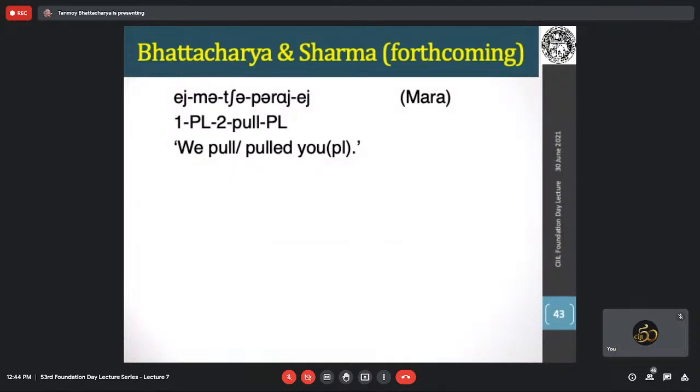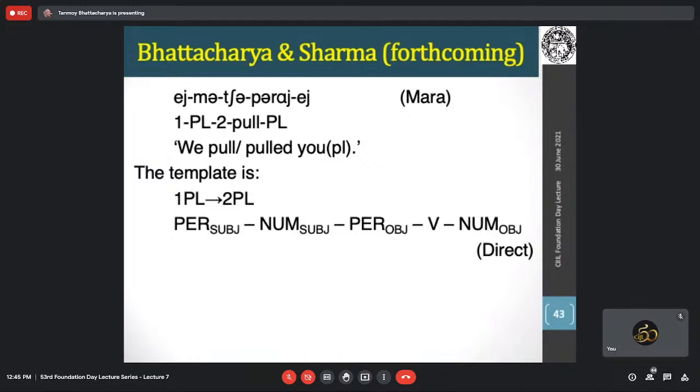And this is an example from Mara. Interestingly, what you notice here is that there is a split, not only of the person, but also of the number. And the split is across the verb. So some elements are in what you can call the proclitic form, that is, prefixal to the verb. So pull is the verb, and you can see the first person of the subject and plural of the subject are in the proclitic form. Also the second person of the object is in the prefixal part, but the second number of the object, the plural number of the object, is on the suffixal part, the enclitic. Okay, so this is much more complex, obviously.